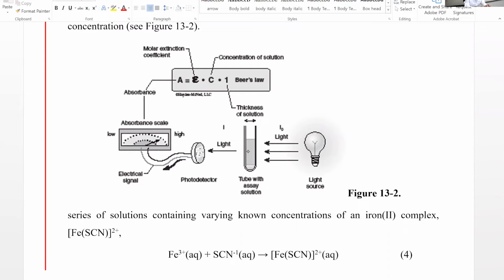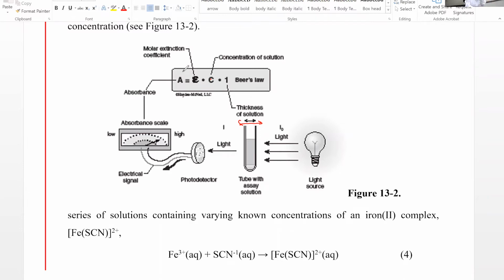There are a couple of factors. One is the thickness of the tube that you're using. The length is normally 1 centimeter, so that can be the same for all different types of solutions, and different concentrations of the same solution. The second factor is the concentration. Because it's a colored solution, the higher the concentration, the higher the absorption of the light is going to be.